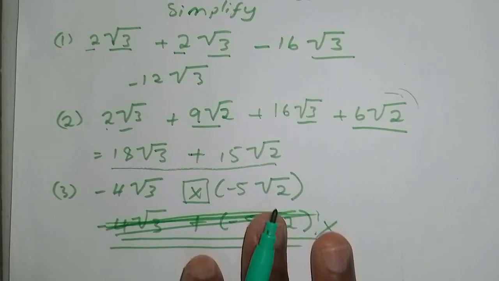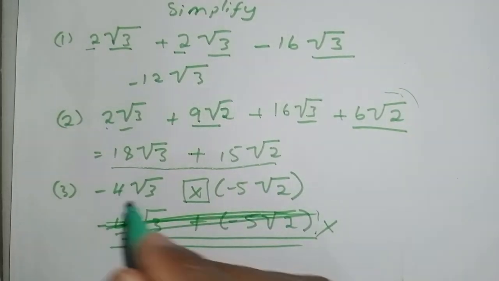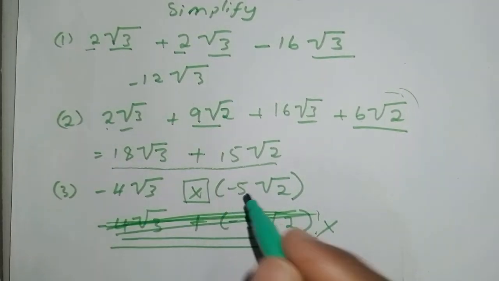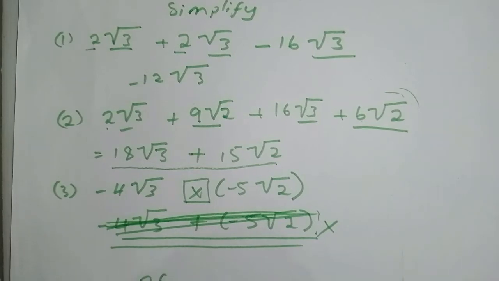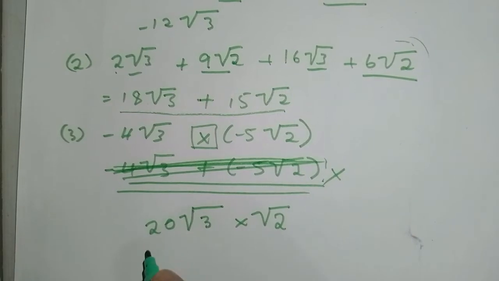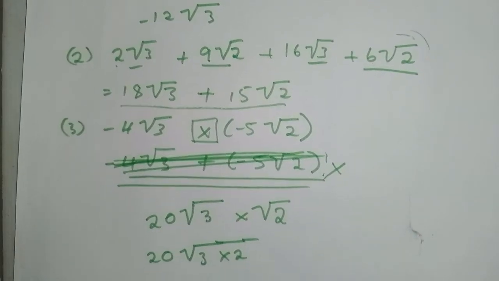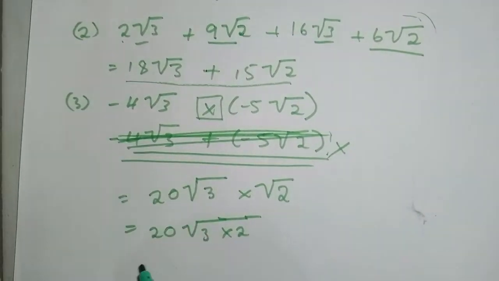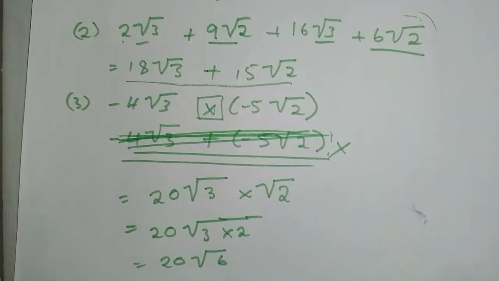We're going to have negative 4 multiplied by negative 5, I believe, is going to give you positive 20. Then root 3 multiplied by root 2, right there. Then I'm going to have 20 root 3 multiplied by 2, right? Then this will just give you 20 root 6 there, right?